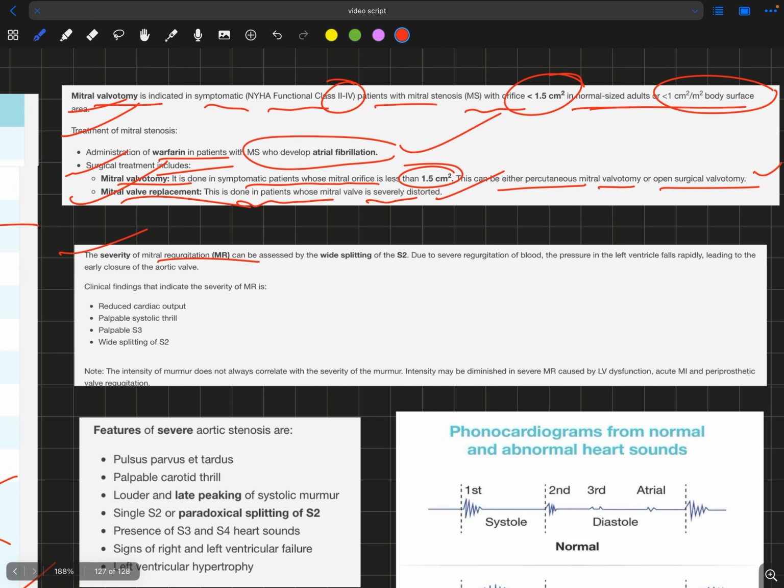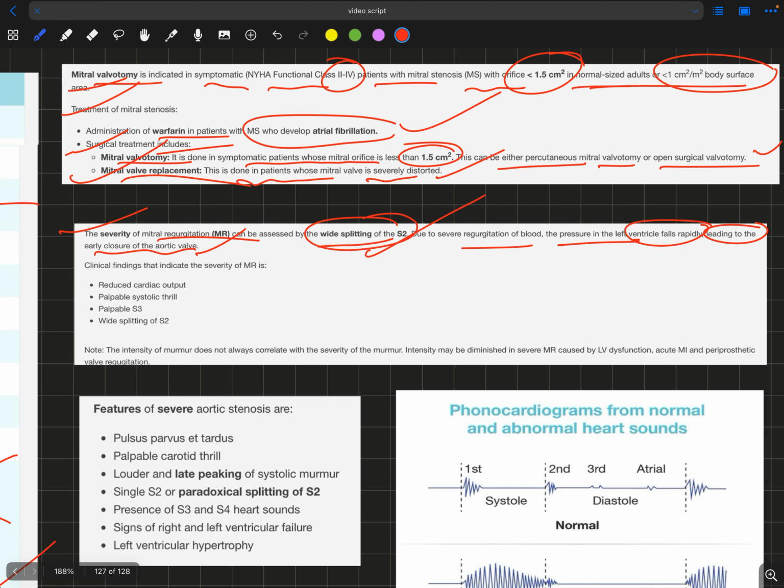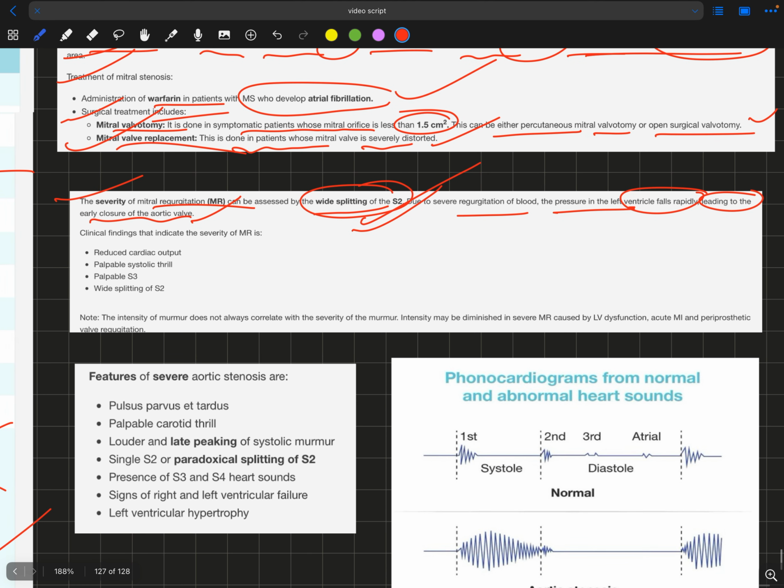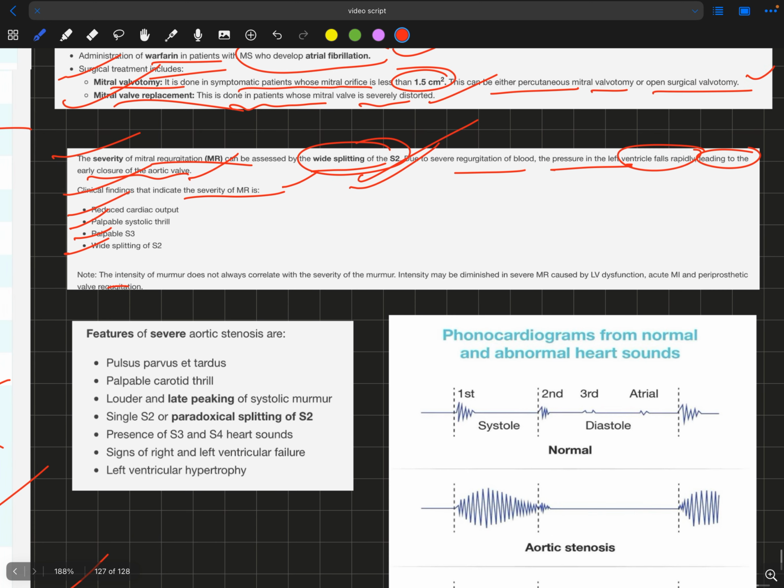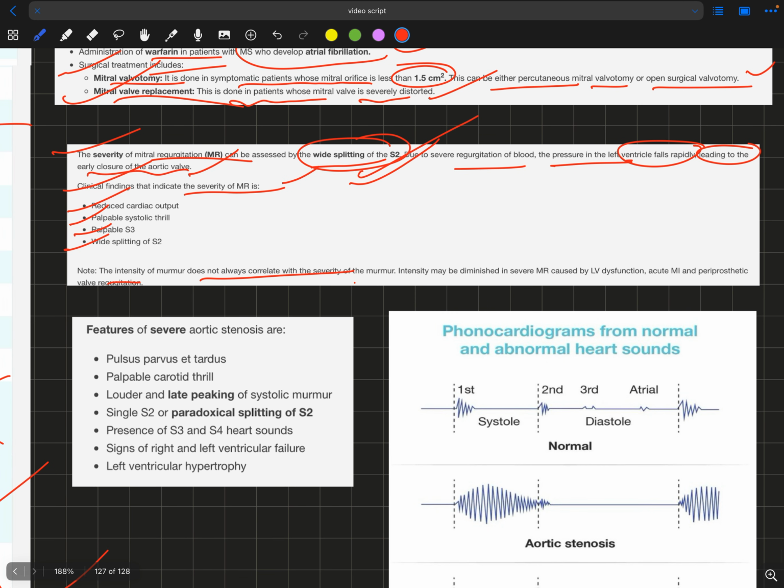Severity of mitral regurgitation can be assessed by wide splitting of S2, due to regurgitation of blood from the left ventricle rapidly, leading to early closure of the aortic valve, which leads to early A2 and late P2 that causes wide splitting of S2. Clinical findings indicating severity of MR are reduced cardiac output, palpable S3, and wide splitting of S2. Note the intensity of the murmur does not always correlate with the severity. Intensity may be decreased in severe MR caused by LV dysfunction or acute periprosthetic valve regurgitation.